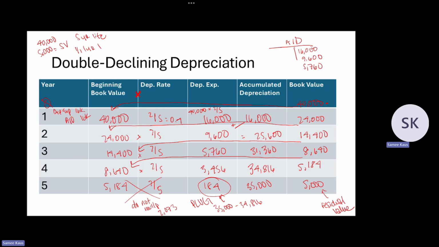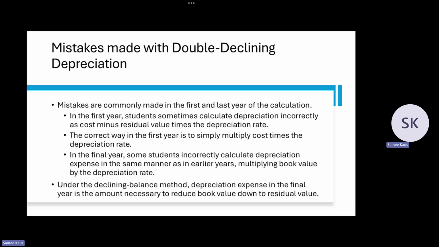So be cognizant in the last year of double declining depreciation, because that's when people tend to make mistakes. The first year they like to make a mistake because they try to bake into account a residual value. We only take into account the residual value in the final year that I'm using this asset. I don't calculate residual value or bake that into my calculation at the beginning. I only think about it at the end. So at the end, depreciation expense in the final year is the amount necessary to reduce the book value down to my residual value.